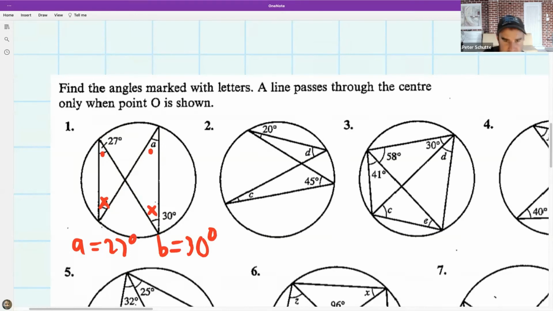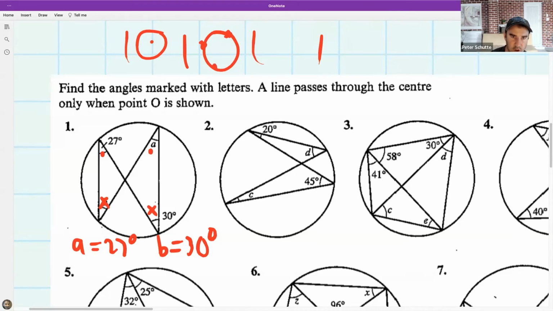When I think about circle geometry, I have three buckets. I have the center of the circle bucket, I have the cyclic quad bucket, and then I also have the tangent bucket. Those three ideas are the main facts about circles.